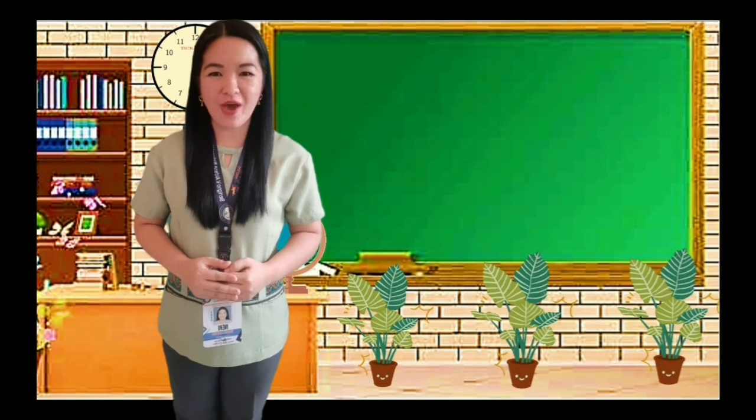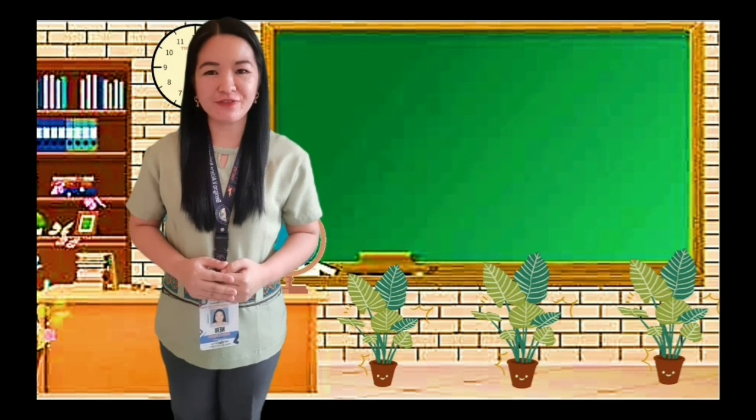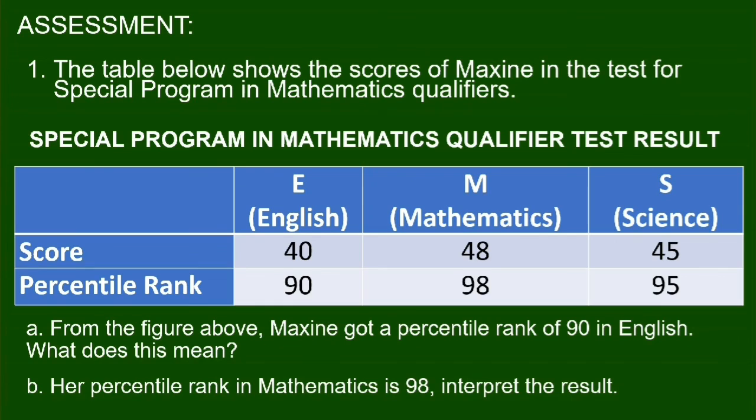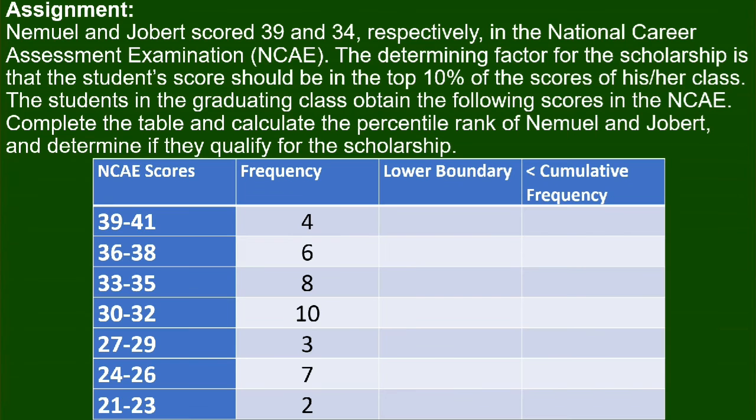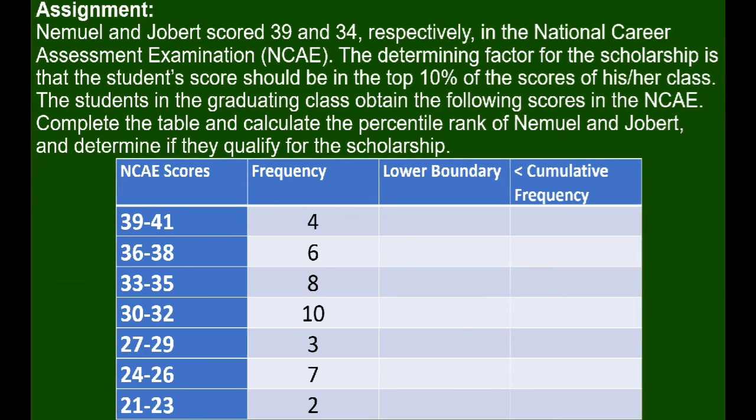Congratulations for a job well done. I believe you are now ready to answer the given assessment. For number 1, the table below shows the scores of Maxine in the test for special program in mathematics qualifiers. So you are going to interpret the result. And for number 2, complete the table and answer the questions that follow. For your assignment, kindly read and understand the problem. Complete the table and solve the given problem.